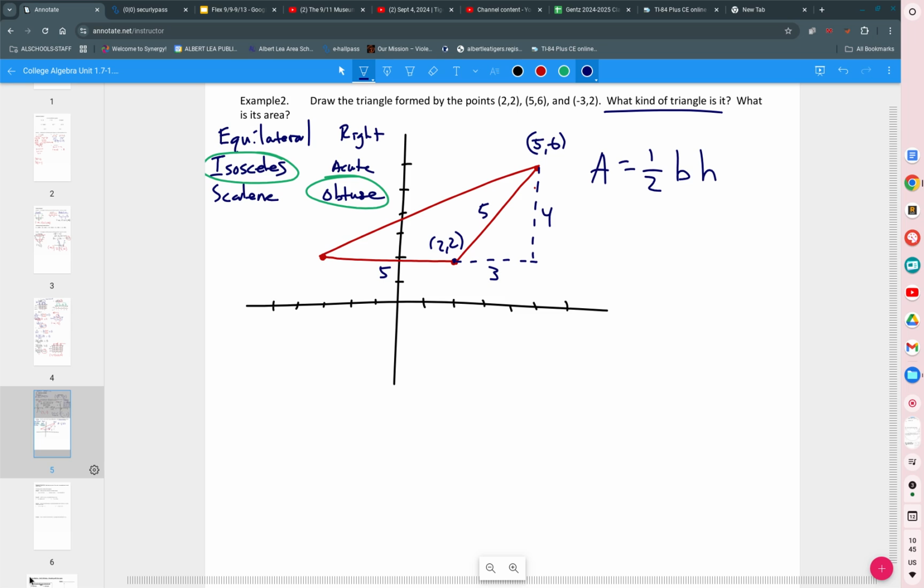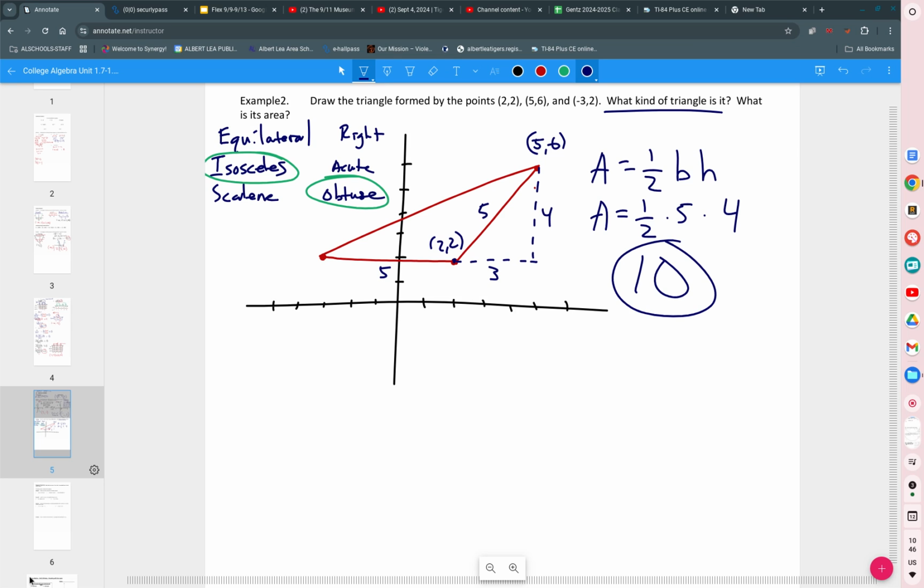You got to know area is 1/2 base times height. So area is equal to 1/2. What is the length of the base of the red triangle? 5. And now that I drew the triangle next to it, what is the height? 4. Sorry. So you got 5 times 4 is 20, 1/2 is 10.